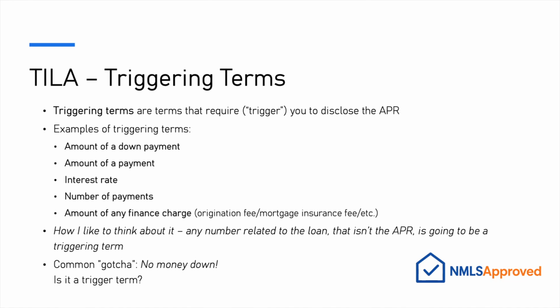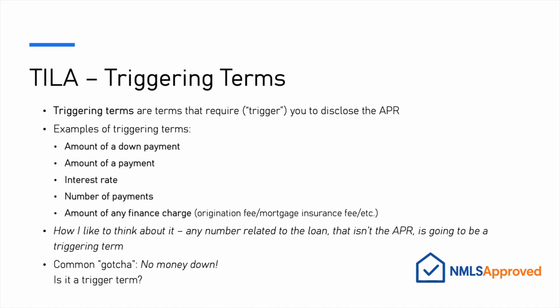Here's how I like to think about trigger terms, though. I always say it's any number related to the loan that isn't the APR will be a trigger term. So any sort of number that relates to the loan will be a trigger term, especially for test purposes. You'll see questions like a low down payment. Is that a trigger term? Well, no, you didn't actually disclose any down payment amount.